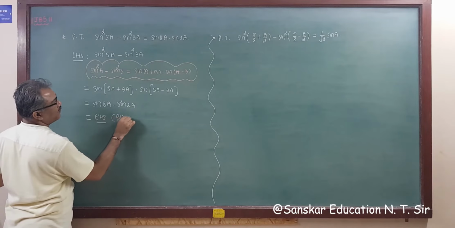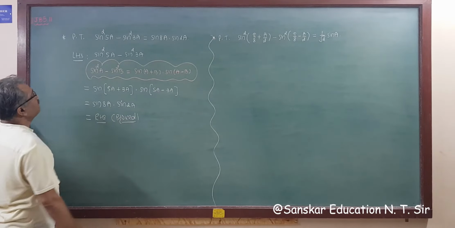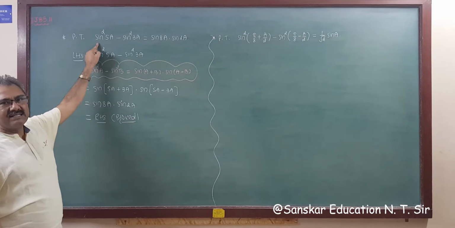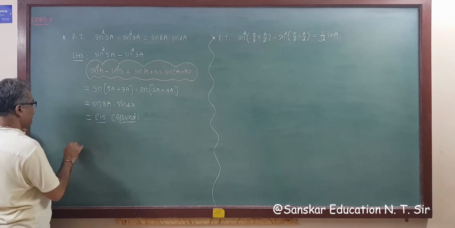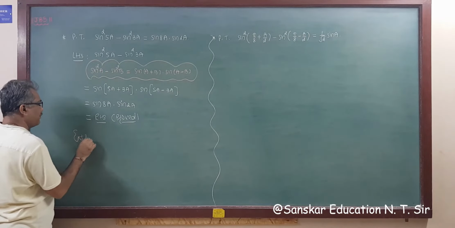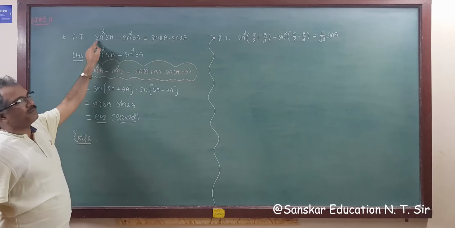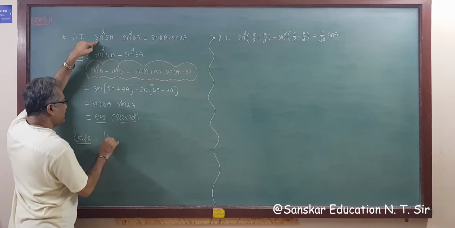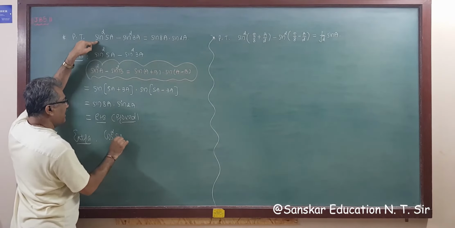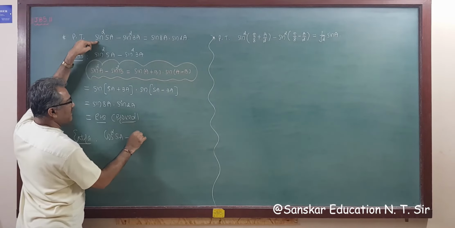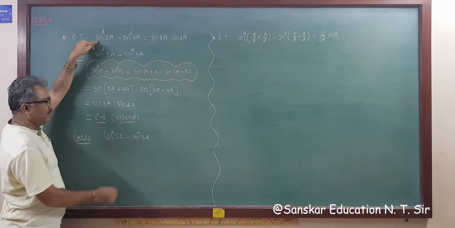So this is the proof. Now, instead of this sin square, suppose cos, then what happens? Extra example: suppose I am taking cos instead of sin here, then cos square 5a minus sin square 3a, then what happens?